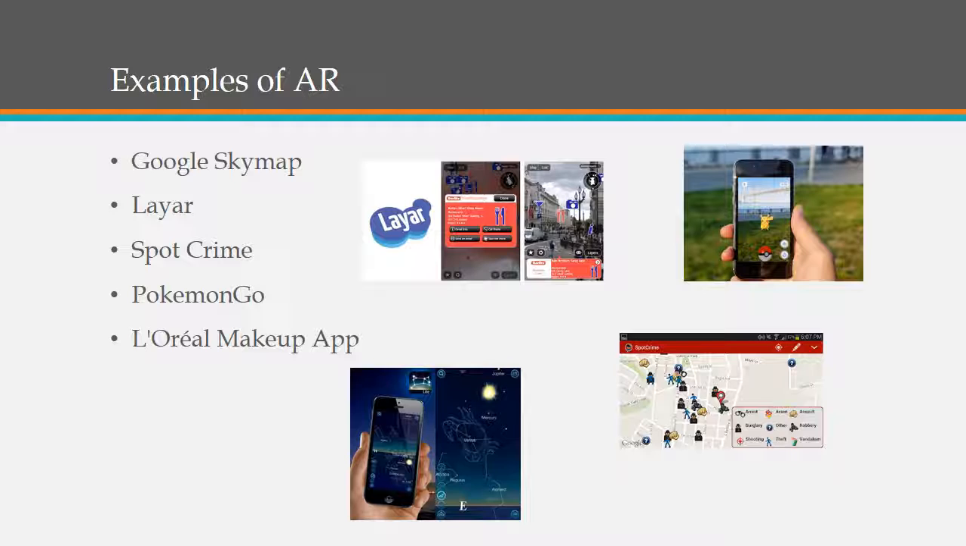There's also an application called SpotCrime, which allows you to look at your local area and let them know about certain criminal activities in your area, or look up other activities that have already been reported.